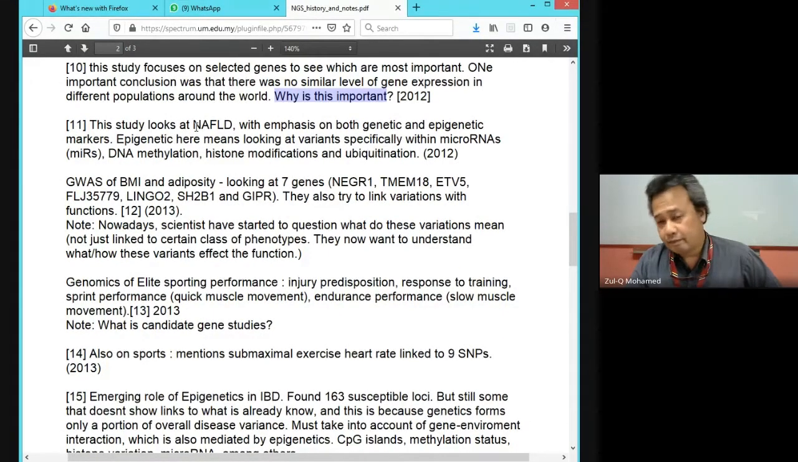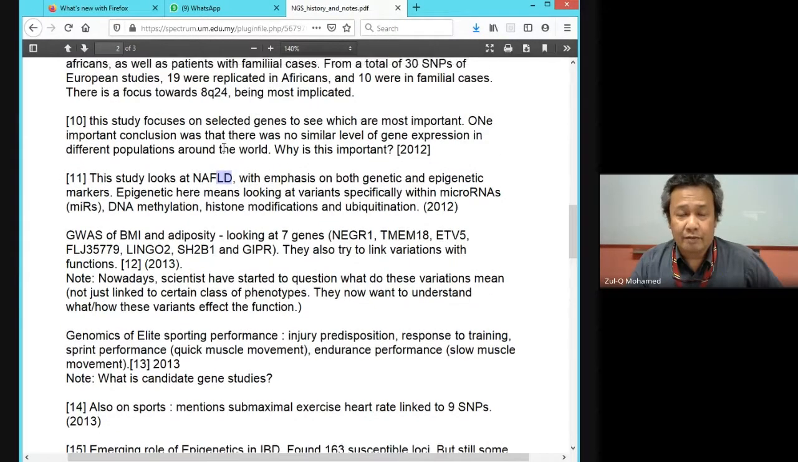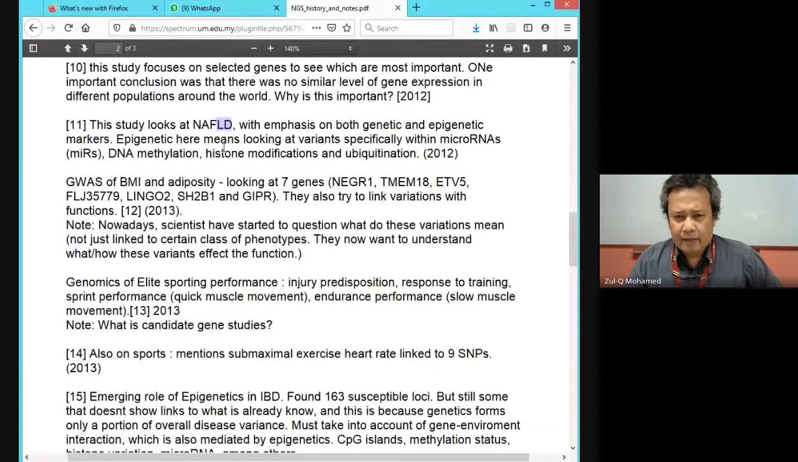NAFLD, this is liver disease. Now this one says you look at variations in the genes, genetics, but epigenetics is also important. I'm sure you know what epigenetics is, right? So in this case, they look at microRNA, DNA methylation, histone modification, ubiquitination, and so on.